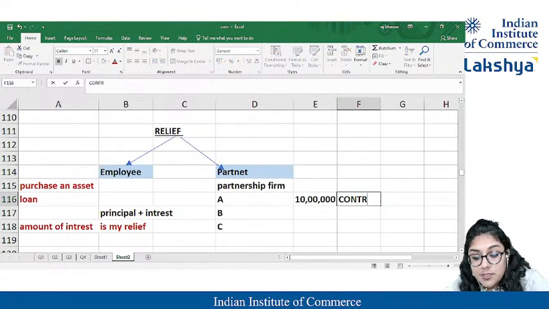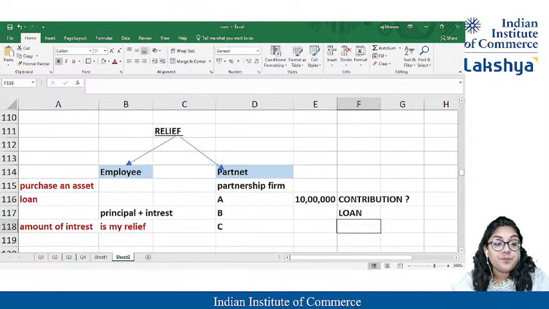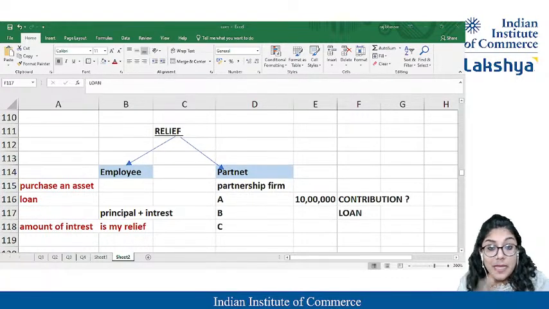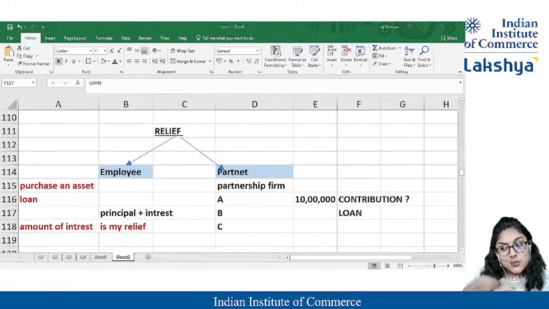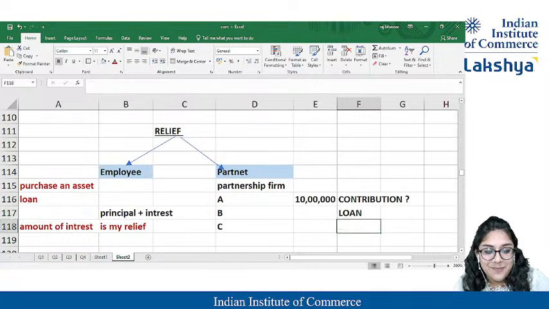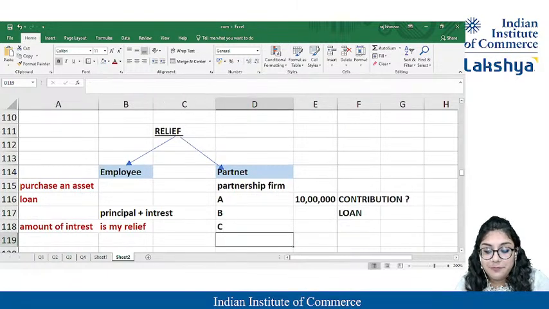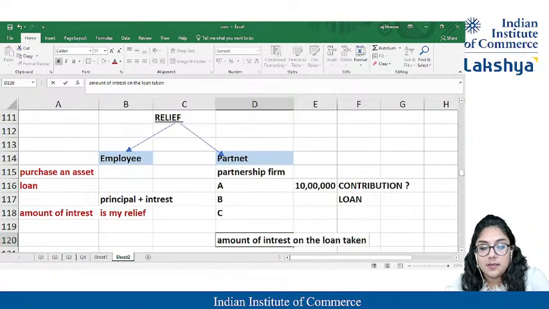But students, you know what, for contribution also, if I don't have money, then again you will tell me, ma'am, you can take a loan. Okay, for contribution, if I have taken a loan for the business purpose, then guys, I can get a relief on the interest I am paying. So that is cool, isn't it? So I can write over here, amount of interest on the loan taken for the business purpose is my relief.